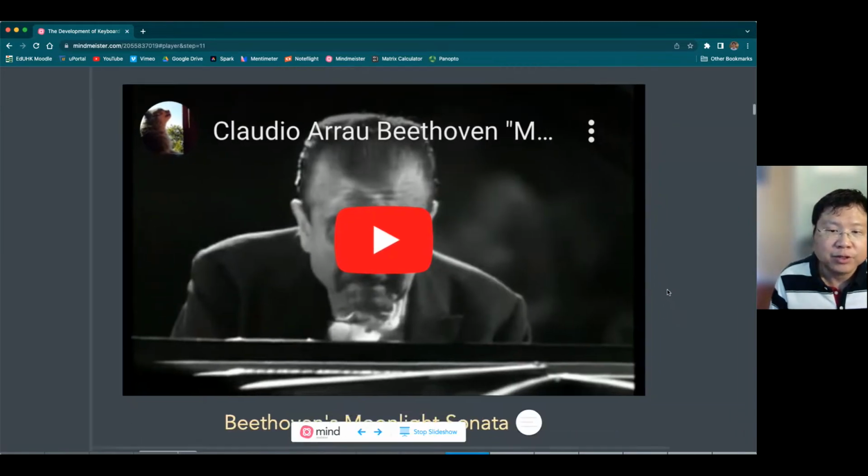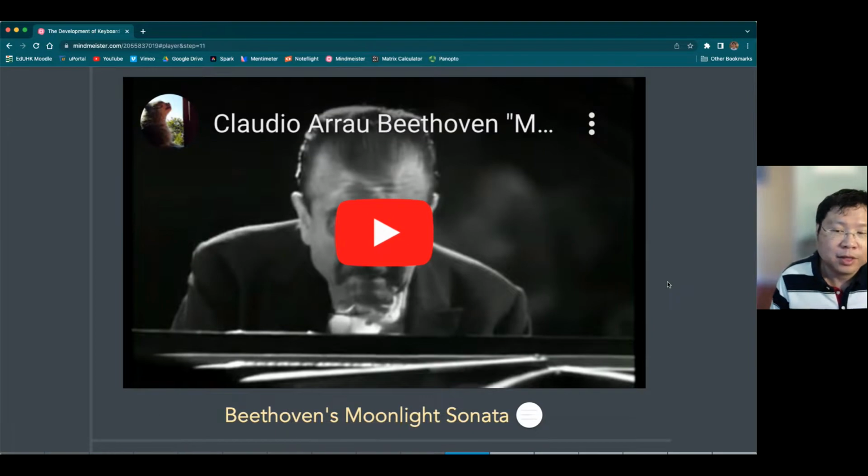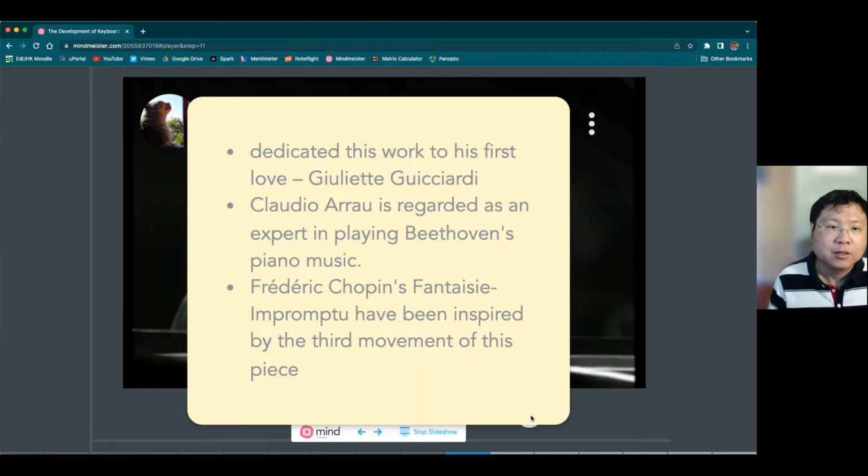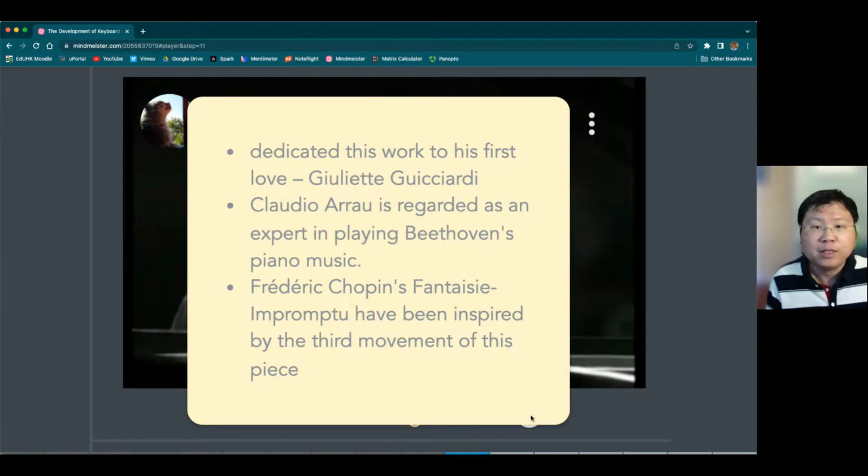The next example was a sonata composed by Beethoven, which is called the Moonlight Sonata nowadays. This piece was dedicated to Beethoven's first love, Giulietta Guicciardi. The performer who played this piece in the video was Claudio Arrau, and he was regarded as an expert in playing Beethoven piano music. It is said that Chopin's Fantaisie-Impromptu was inspired by the third movement.